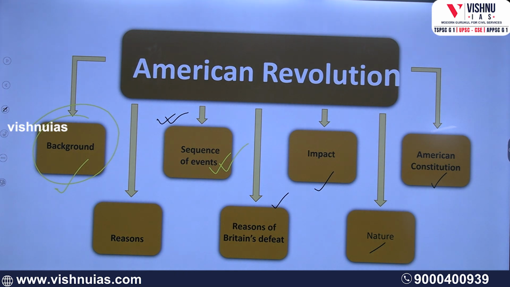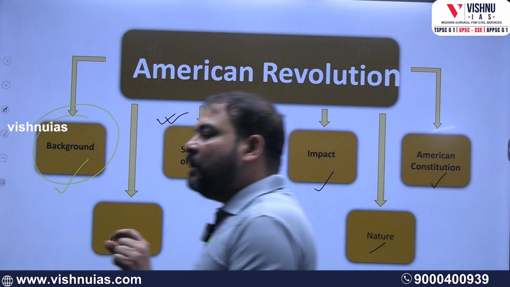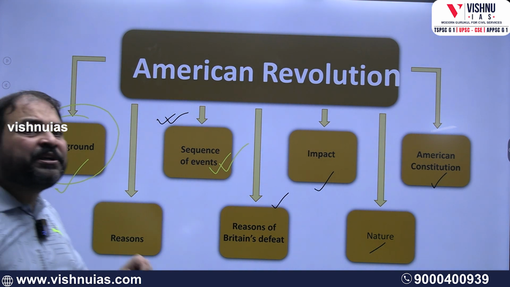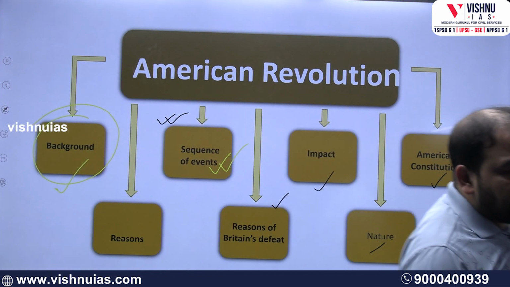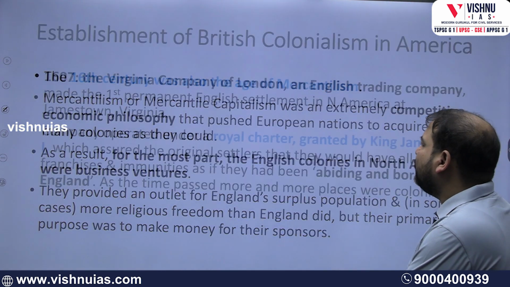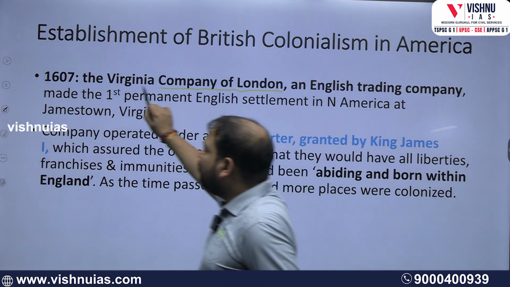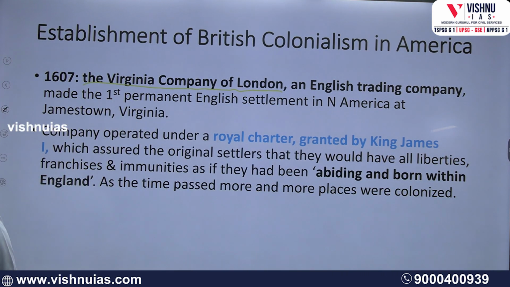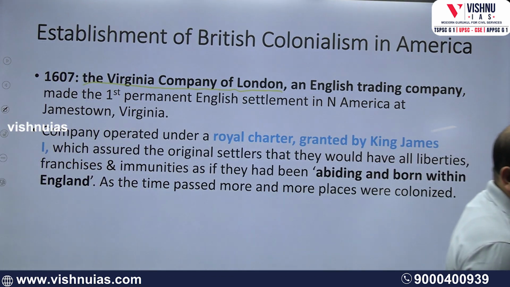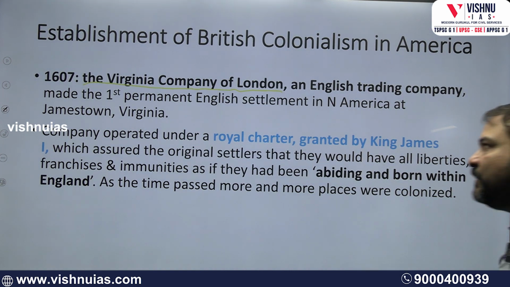Now guys, understand here. As I said, Britain also formed a company. Just like in India, they had come as the British East India Company, similarly in America also, they came as a company. Please write down the name: the Virginia Company, the Virginia Company of London.